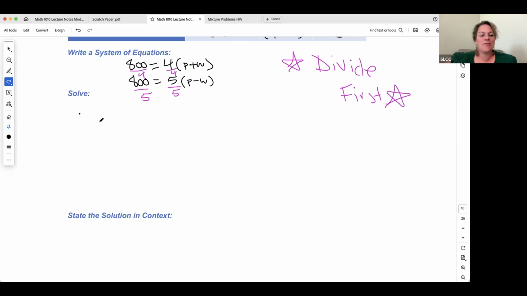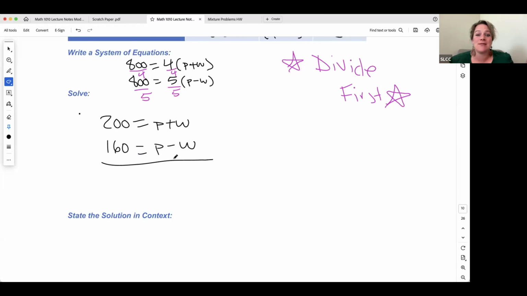So 800 divided by 4 is 200. So 200 equals P plus W. Now we don't need those parentheses. And the next trip is 160 equals P minus W, since 800 divided by 5 is 160. Now, the easiest way to solve this system is by elimination. Boom, the W's are already eliminated. Awesome. So 200 plus 160 would give us 360 equals 2P plus 0.